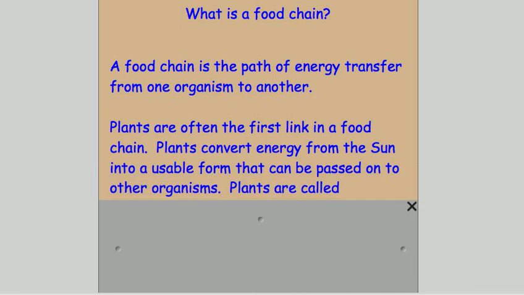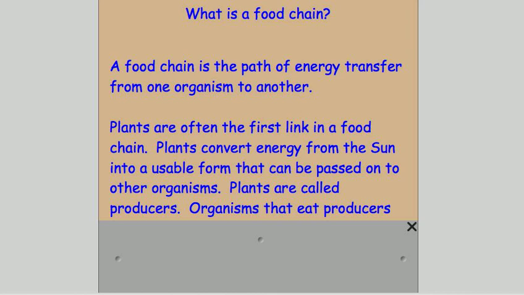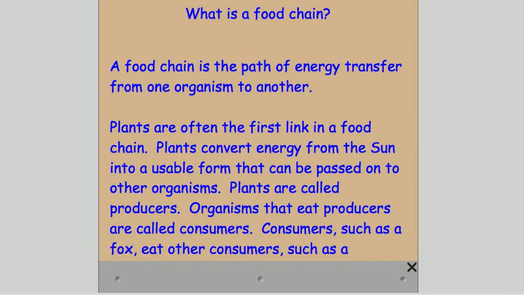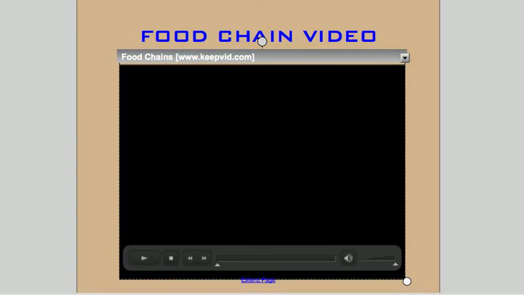Plants are called producers. Organisms that eat producers are called consumers. Consumers, such as a fox, eat other consumers, such as a pheasant. Now let's take a look at this food chain video to learn a little bit more about food chains.